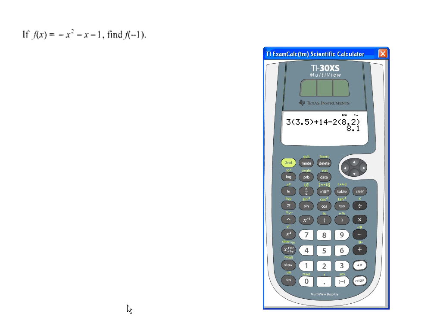Okay, looking at another one. Now this is considered a function question, not necessarily evaluating, but you do it the same way. And so whenever we have a function question, what it says is we have f of x. Well then, when we look at it, it says find f of negative 1. You can see that this had f of x, this says f of negative 1. So the x became a negative 1.